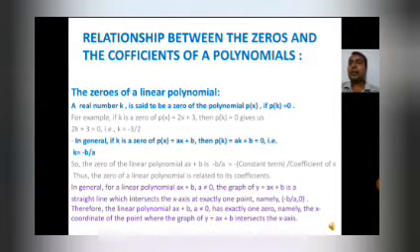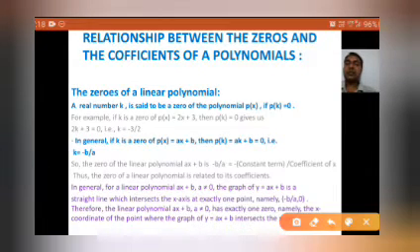In general, if k is a zero of p(x) equals ax plus b, then p(k) is equal to ak plus b equals 0, that is, k equals minus b by a. So the zero of the linear polynomial ax plus b is minus b by a.